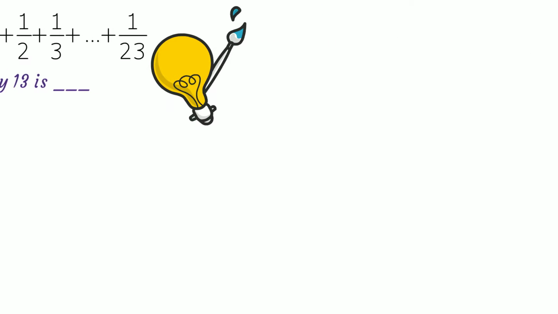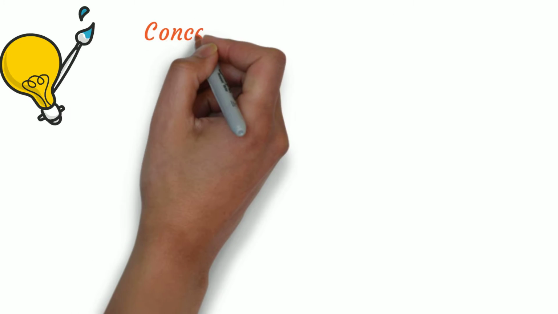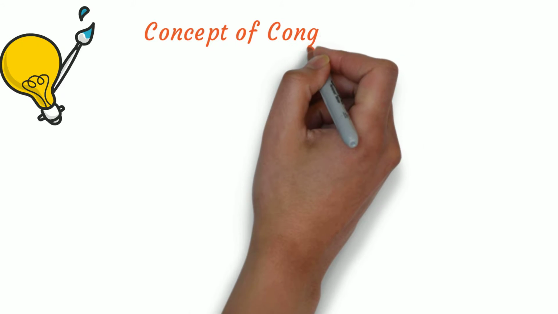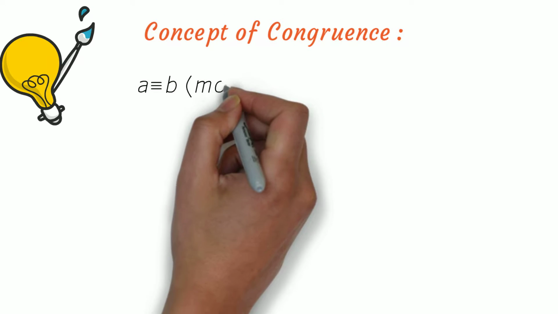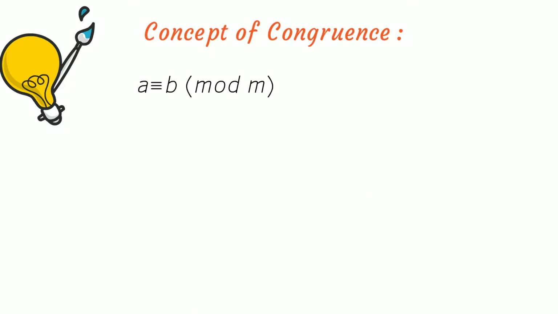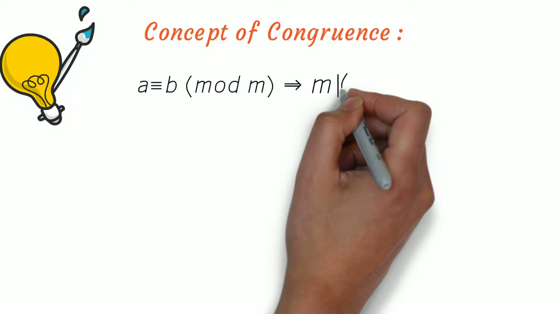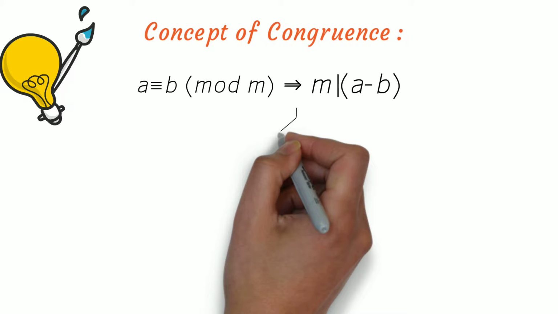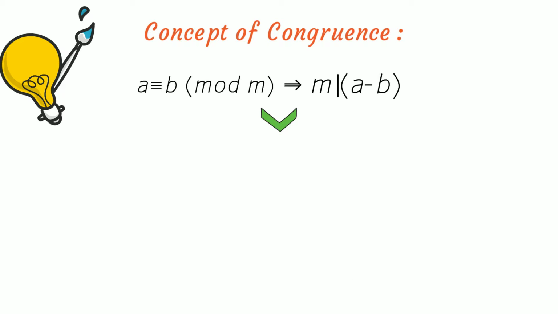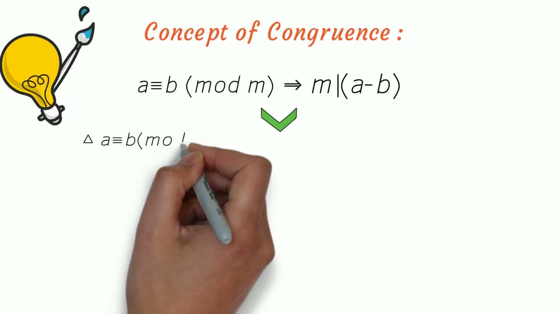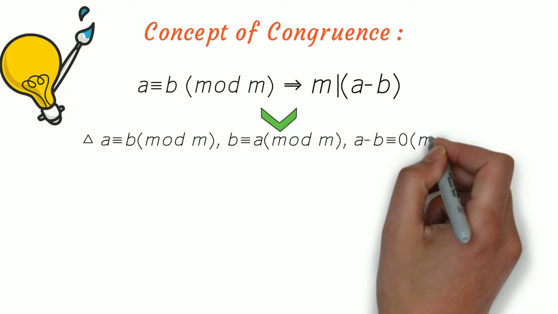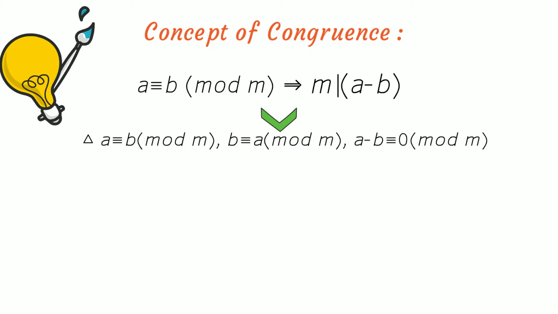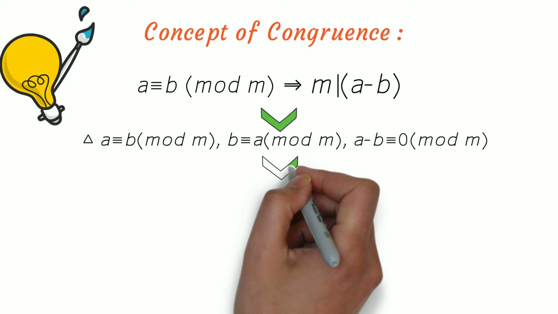Let's get started. Before getting into the solution, I would like to explain what congruence is. When we write a congruent to b mod m, it means m divides a minus b. Now from the definition, it's very clear that a congruent to b mod m, b congruent to a mod m, and a minus b congruent to 0 mod m are same. Here a, b and m are all integers and not natural numbers.